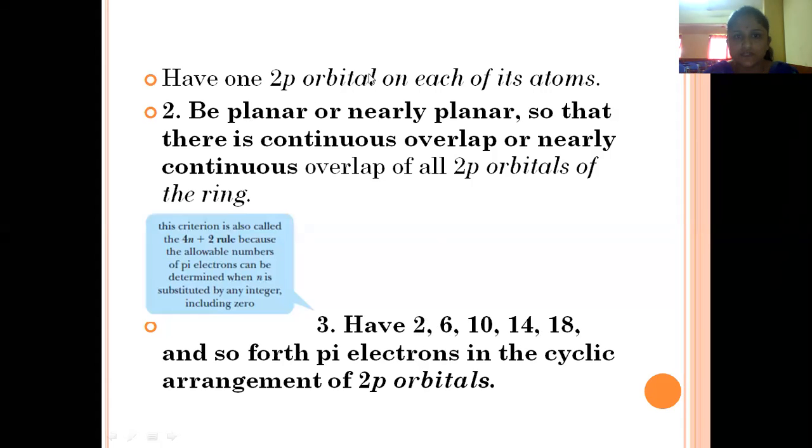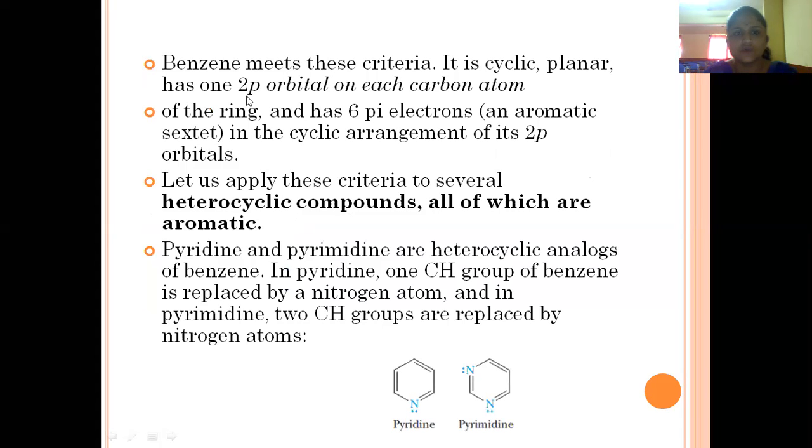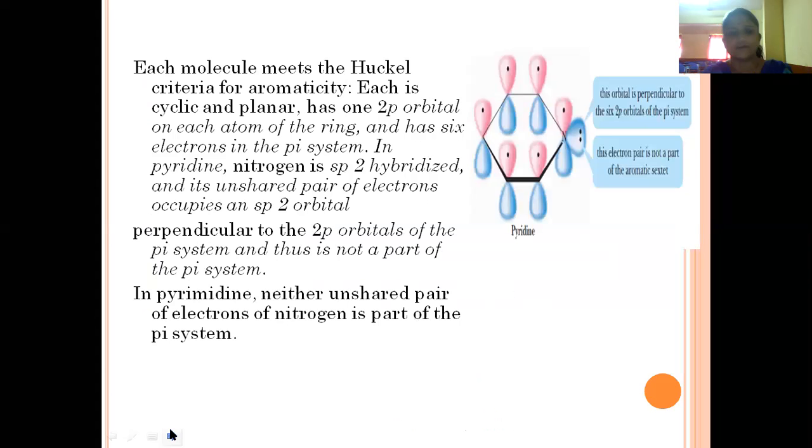So the first rule, they have 2p orbital electrons in their structure. They must be planar or nearly planar. There must be a continuous overlap of pi electrons, and they must possess Huckel number type of electrons in their structure. So these are the important properties for that compound to behave as an aromatic in nature. All these properties or criteria will be met by benzene. So benzene is the father of aromatic compounds.